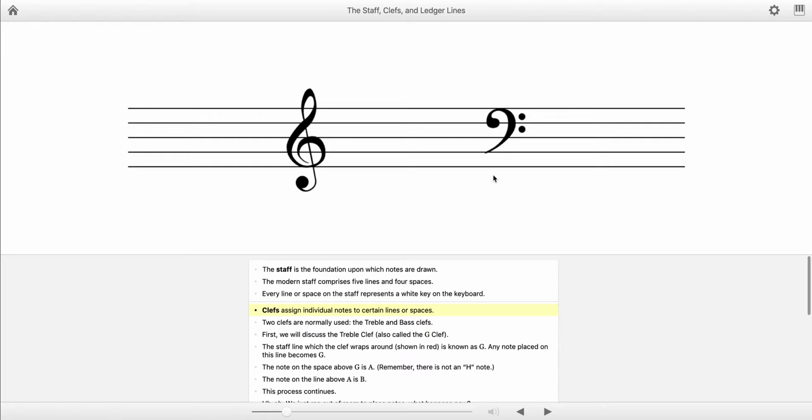Okay, so the lower instruments or the lower voices basically go in the bass clef. Any questions about treble clef or bass clef? Good. Everybody say treble clef. Everybody say that louder. Treble clef. Everybody say bass clef. Bass clef.